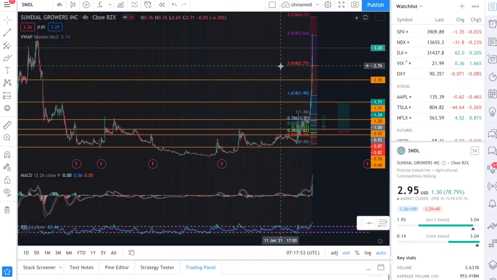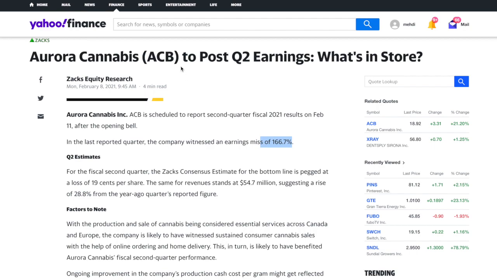But there's only one issue that I could see that will possibly bring the stock down. So ACB is announcing earnings, and they're projected to lose 19 cents per share. If they can meet or beat expectations for earnings, you'll see MJ stocks run like crazy. Plus, with the 10-day compliance, SNDL is gonna go nuts. However, last time they did a reporting, they missed earnings by over 166%.